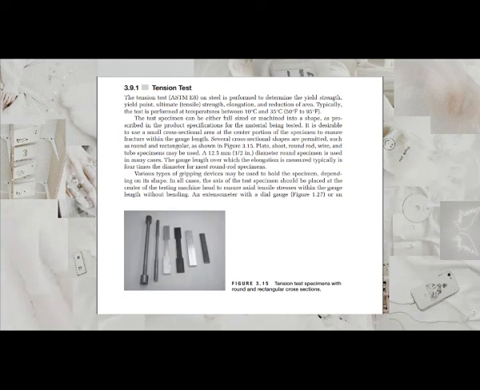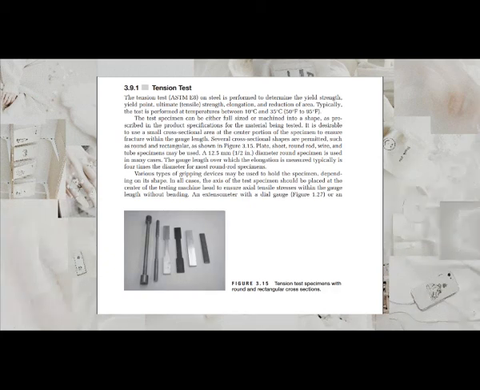It is desirable to use a small cross-sectional area at the center portion of the specimen to ensure fracture within the gauge length. Several cross-sectional shapes are permitted, such as round and rectangular, as shown in Figure 3.15. Plate, sheet, round rod, wire, and tube specimens may be used. A 12.5 mm (1/2 in) diameter round specimen is used in many cases. The gauge length over which the elongation is measured typically is 4 times the diameter for most round rod specimens.